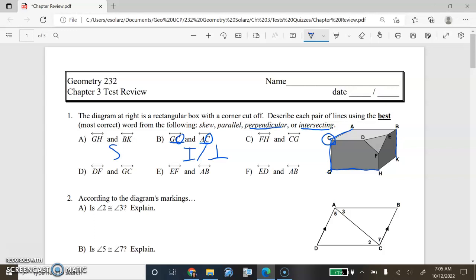Next, FH and CG. FH going up and down along the front, CG also going up and down along the front, so they are on the same plane, they're going the same direction, they're never going to intersect. That would make those parallel to each other.